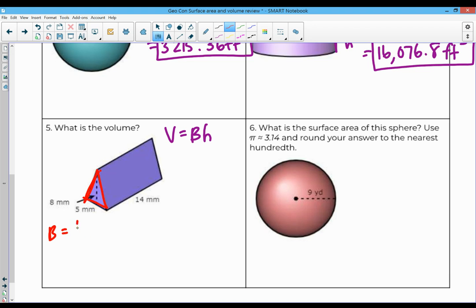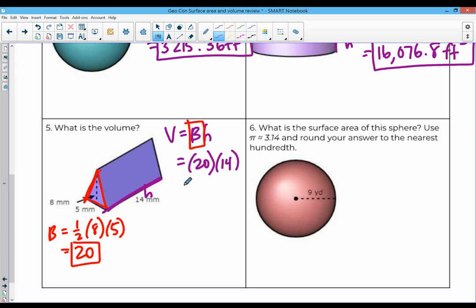So base is going to be 1/2 times 8 times 5, which will be 20. So I'm going to substitute that in for that b there. And then I know the height, even though it looks like the width, the height between the bases is 14. So that's going to be 20 times 14, which will give us 280. I knew that, but sometimes you get nervous, you need a calculator. 280 cubic millimeters.